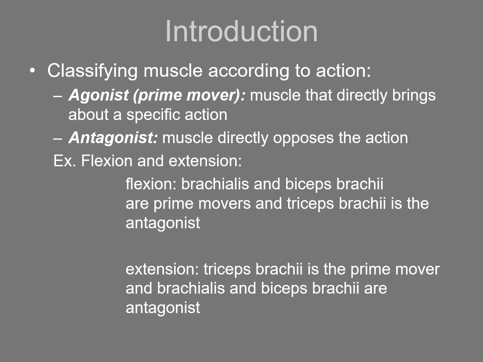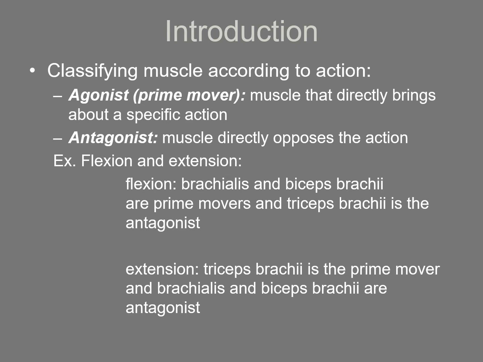You can classify muscles according to the type of action. The agonist or prime mover is going to be the muscle that directly brings whatever specific action occurs. The antagonist is going to be the muscle that's opposing that. So in other words, whenever you have one muscle that's relaxing, the other one's contracting. And so you've got these opposing movements that are going to occur.